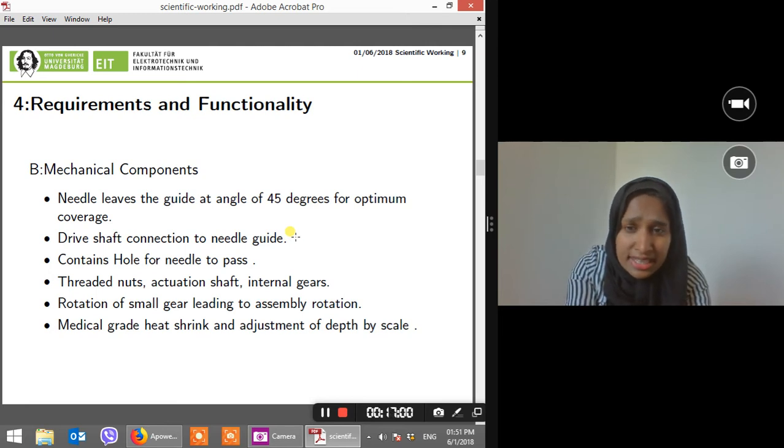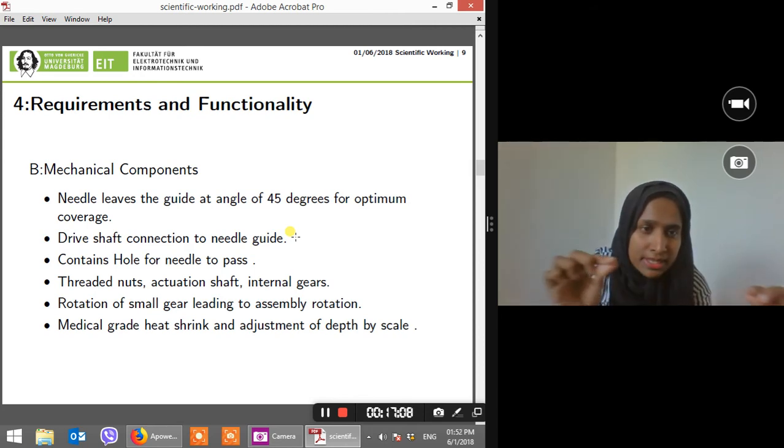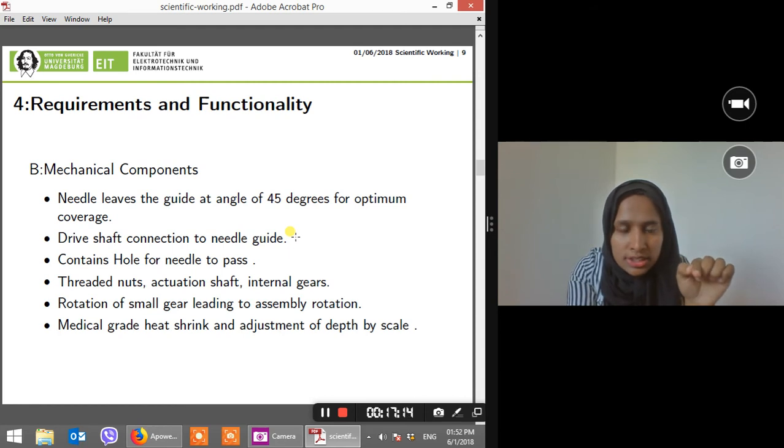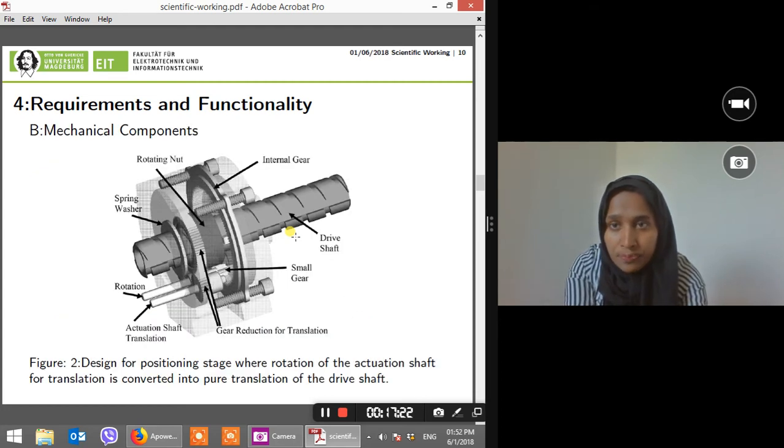Adjustment of depth by scale. We have a scale with which we measure what depth the needle has when we are inserting it into the body. We can't insert it beyond the required area, so we have to adjust the depth, and we can measure it by a scale, to what degree we are inserting the needle.